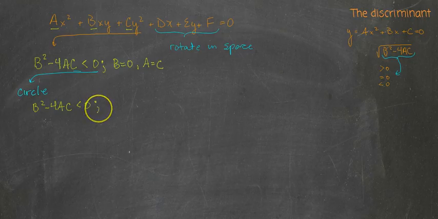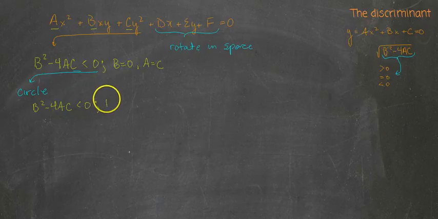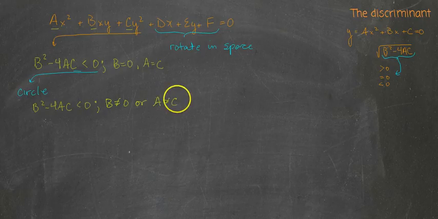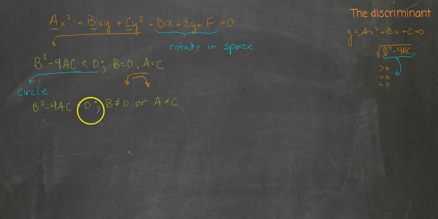If b squared minus 4ac is less than 0, again, with the specifics that either b is not equal to 0 or a is not equal to c. Basically what we're saying is either one of these conditions, one or the other, is not met. So I get the same result as for a circle, but one of the conditions for a circle is not met. Then I know I'm looking at an ellipse.